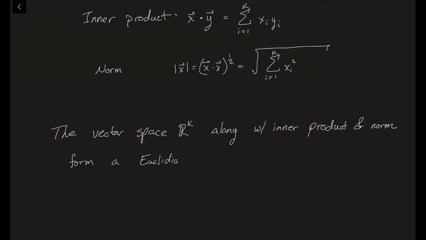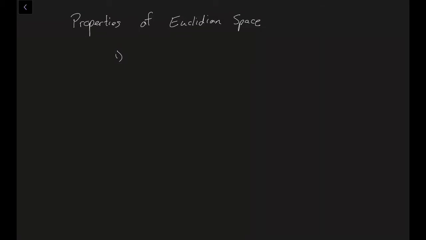So the vector space R^k, with this inner product and norm as defined above, is a Euclidean space. And Euclidean spaces have their whole own set of properties. The first thing about a Euclidean space is that the norm of any vector is always greater than or equal to 0. Next, if it is equal to 0, then our vector is actually the 0 vector.